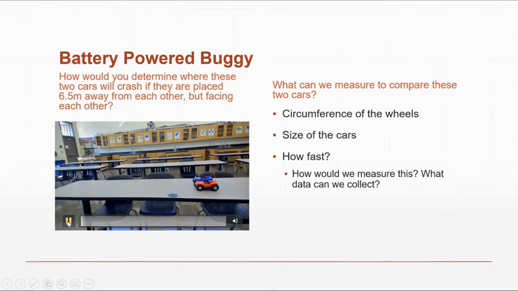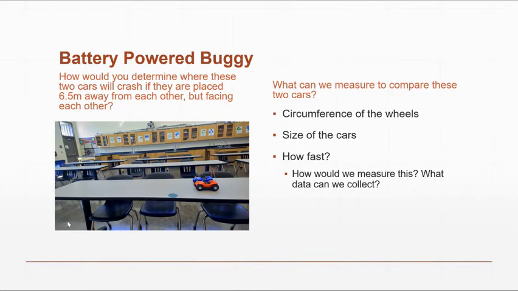So right here we have 2 different velocity carts, and students who are in class this week are going to be using these carts to measure something about them. So if I wanted to compare these 2 carts, I've given you our problem. Our problem is, how would you figure out where a bullseye needs to be placed in order to have these cars run into each other?